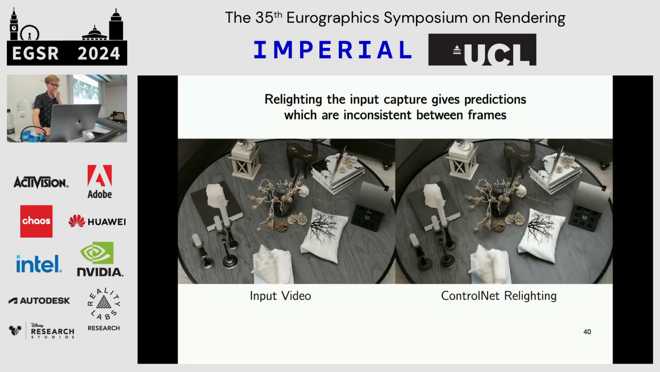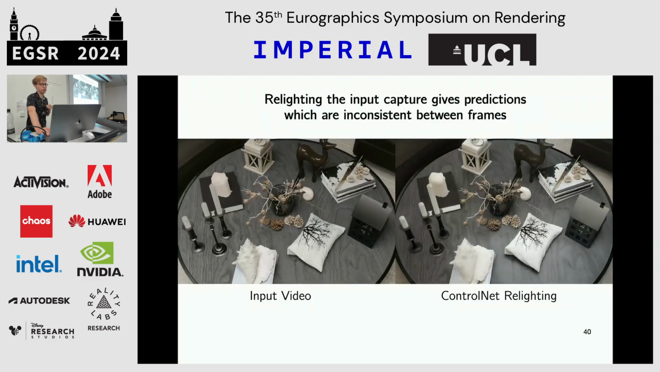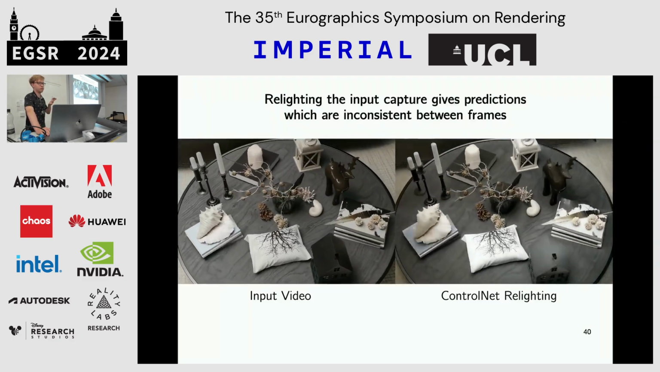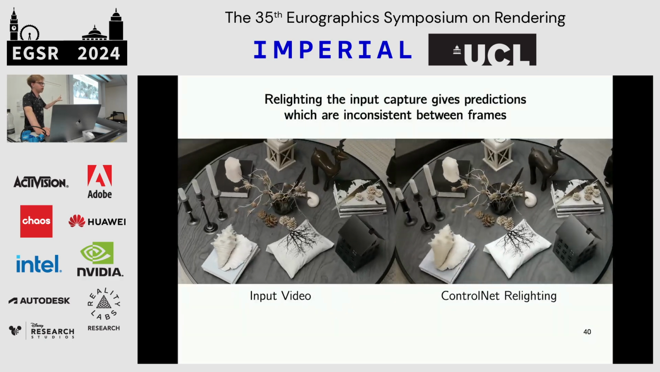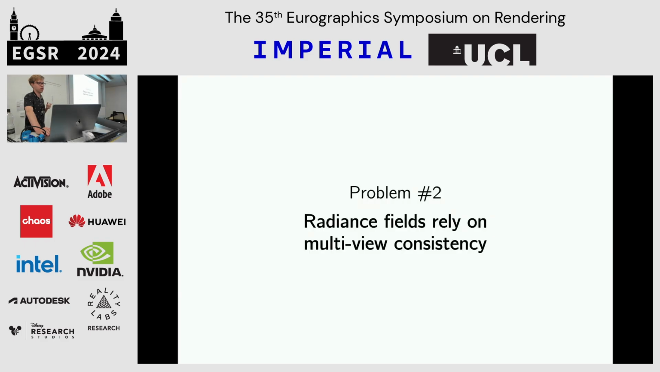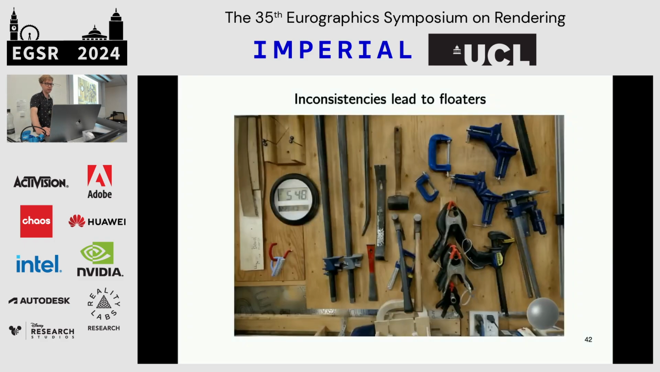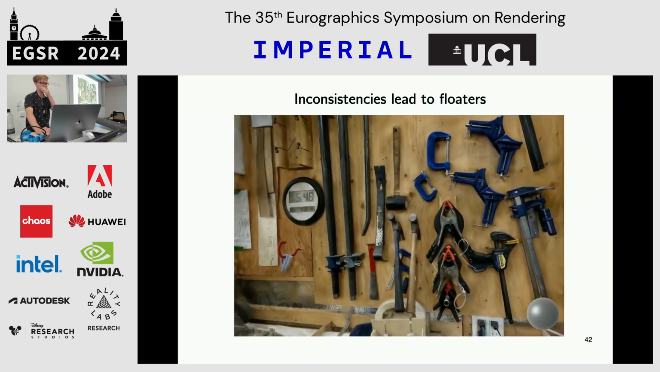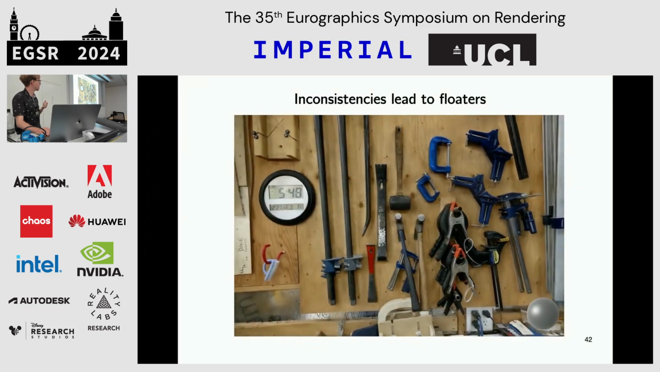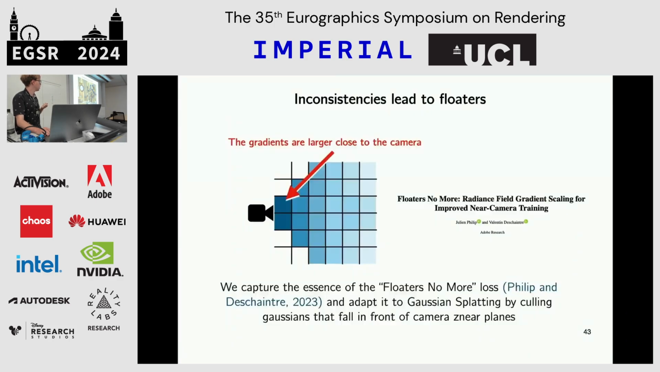And so there's one problem left. The problem is that our ControlNet network was trained on a single image, trained to work with individual pictures. So when we apply it to a capture like the one on the left, for each frame, we get different predictions. So if I were to pause this video, each individual frame looks pretty good, but they're all inconsistent with one another. So that's problem number 2, is that radiance fields only work because of multi-view consistency. They're really reliant on it. And so if we train with inconsistent inputs, we get something like this, where there are a bunch of popping artifacts and a bunch of hugely distracting floaters.